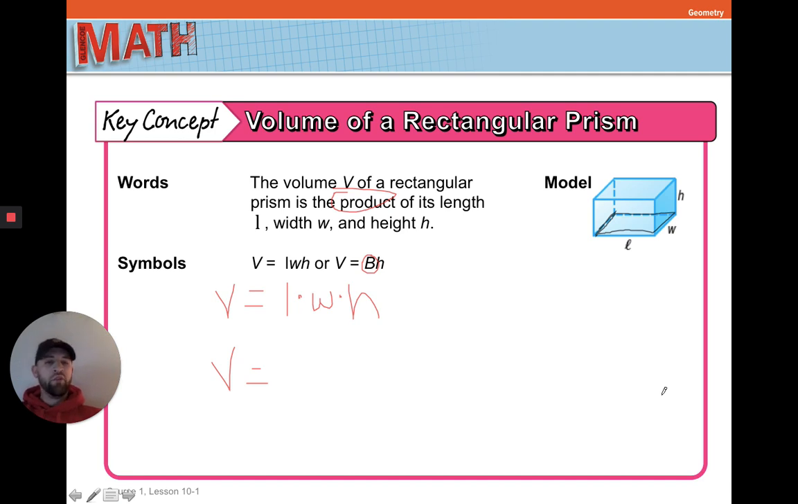So we would find the area of that rectangle, and going back to chapter 9, we're finding the area of a rectangle. We just multiply the length times the width. For the time being, I wouldn't recommend using this second one. We're going to have to use it later on for triangular prisms, but I would stick with length times width times height for right now. The second one would be the area of the base, which again is just the length times the width, and then we multiply that by the height.